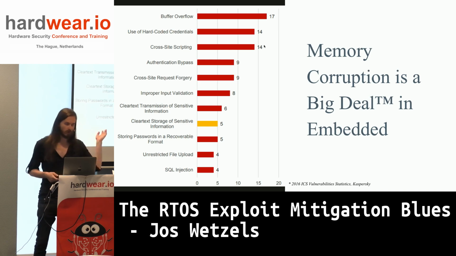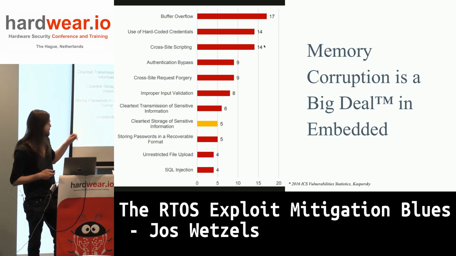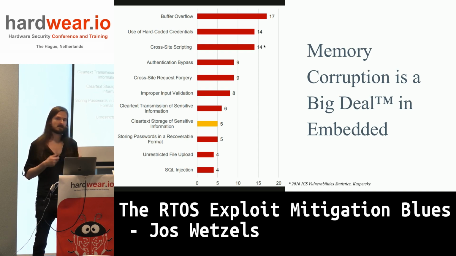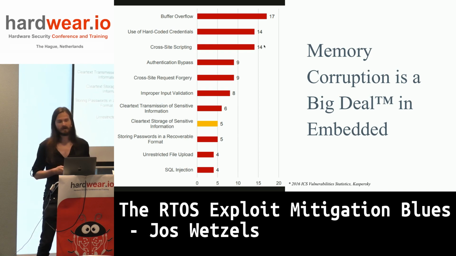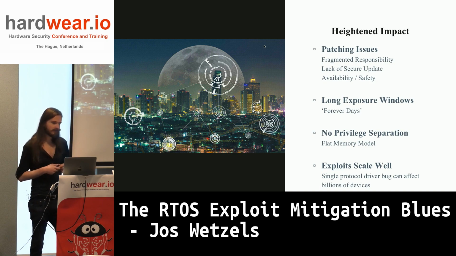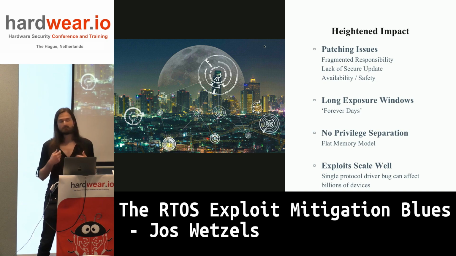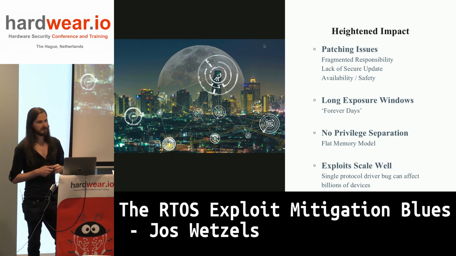As you can see, one slice of it at least, in industrial control systems, a recent Kaspersky study found that buffer overflows comprise the biggest single category of vulnerabilities found. And the impact of such vulnerabilities is heightened due to many different factors, which are particular to the embedded world.